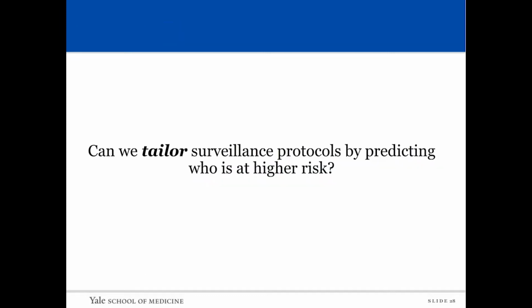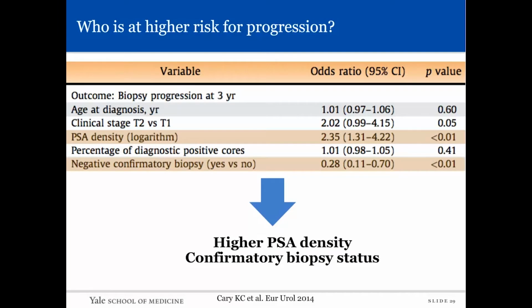So the natural question is can we tailor our surveillance protocols by predicting who is at a higher risk? Clearly, not all patients are the same. A patient who has a 3+4 tumor and a more questionable PSA is different from someone who has a microfocus of Gleason 3+3. So if you look at which clinical variables predict progression over time, there are a few that are sort of reliably conserved in institutional protocols. And this is data from UCSF looking at risk of progression over time. And the two significant variables were PSA density and the status of the confirmatory biopsy. So if you had a negative confirmatory biopsy, you almost had a 4-fold decreased risk of experiencing progression.